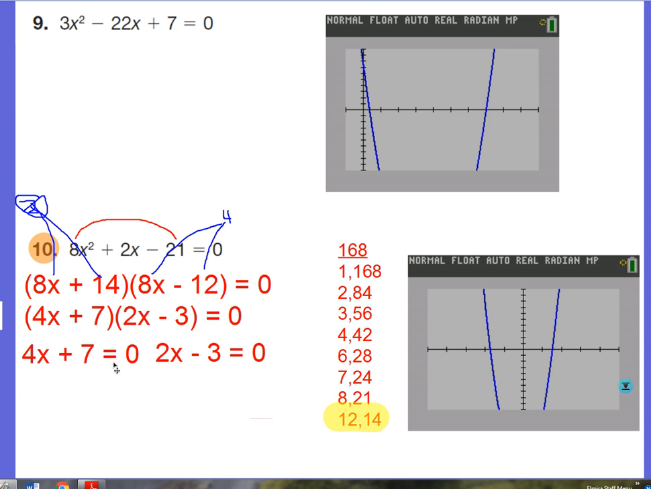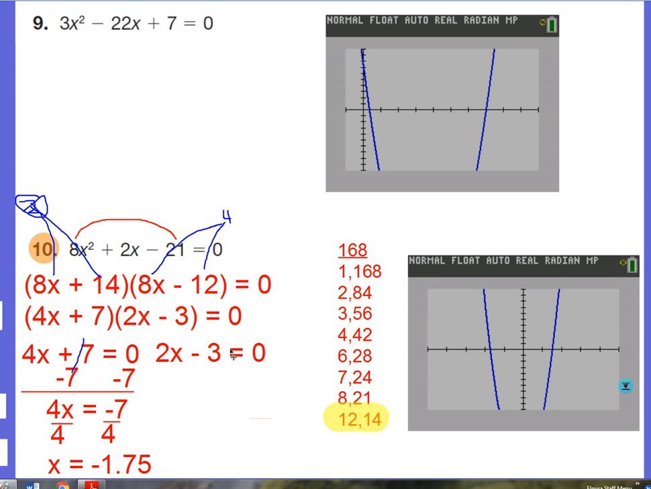So we'll solve this one first. If that's a plus 7, we'll do minus 7 on both sides. So that cancels out, and bring 4x down. And so 0 take away 7 is negative 7. Then divide both sides by 4, and x equals negative 1.75. And we can see that on the graph right over here, negative 1.75.